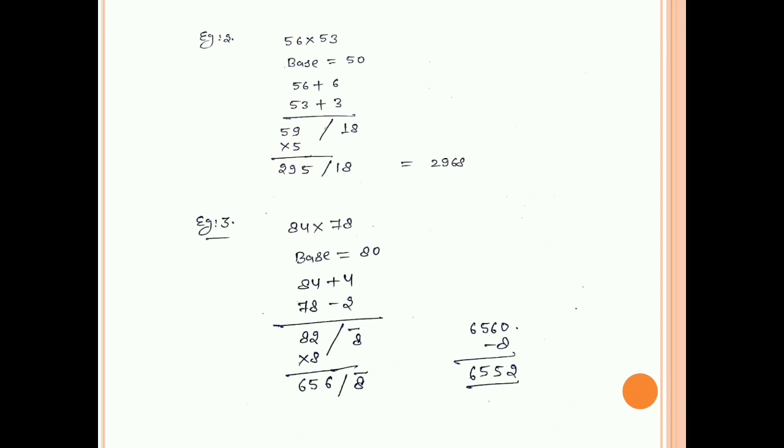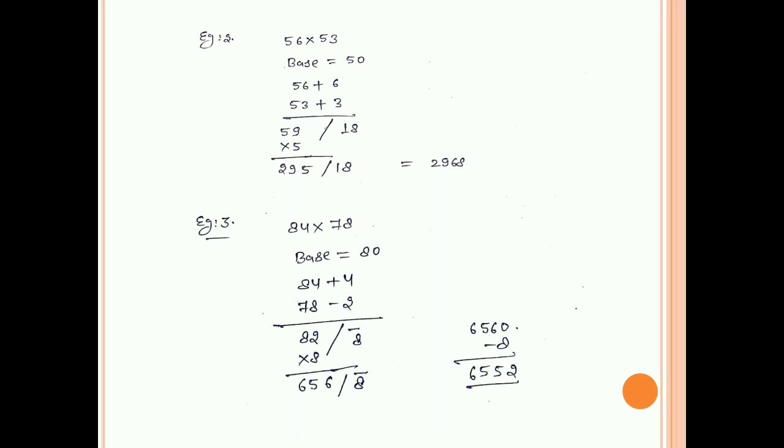Let's see another example. If you want to multiply 56 into 53, in this we will choose base number as 50, and we write 56 plus 6 and 53 plus 3. 6 into 3 we get 18, and 56 plus 3 gives 59. Since it is 5 times of 10, we multiply 59 by 5 and get 295, and since there are 2 digits after the slash, 1 will carry over to 295, and our answer will be 2968.